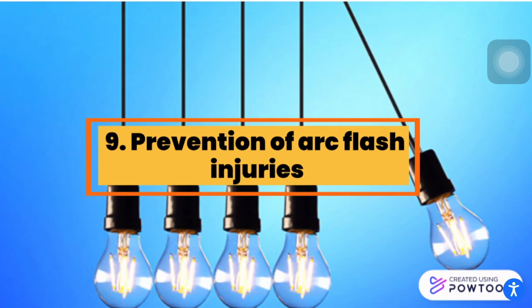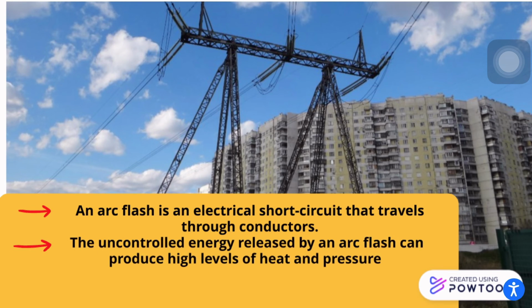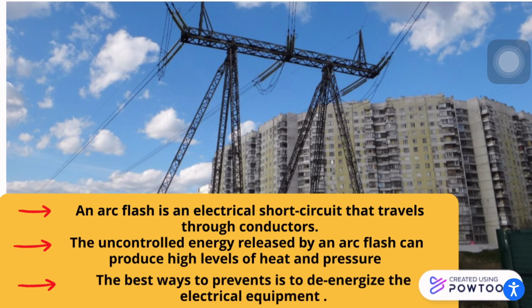Prevention of arc flash injuries. An arc flash is an electrical short circuit that travels through conductors. The uncontrolled energy released by an arc flash can produce a high level of heat and pressure. The best way to prevent it is to de-energize the electrical equipment.